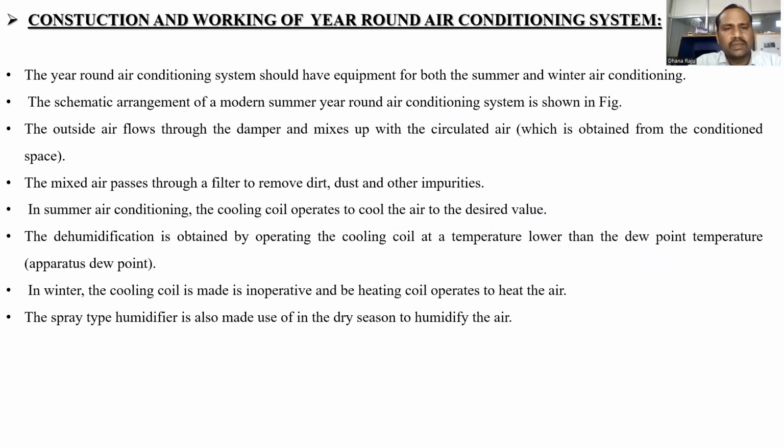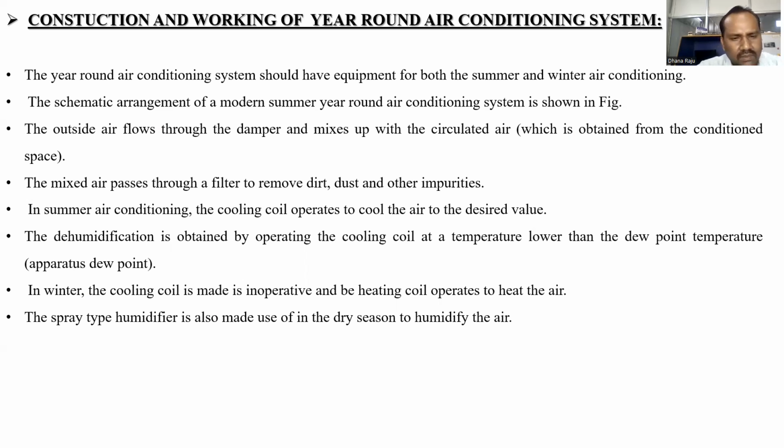The year-round air conditioning system I just explained, and here is some description you can note down. A year-round air conditioning system has equipment from both summer and winter systems. The outside air is processed through the damper, mixing with the circulated air. The mixed air passes through the filter, where unwanted dirt, dust, and other impurities are removed. Then this clean air passes through the cooling coil, where the system operates as a summer air conditioning system to cool the air to the desired value.